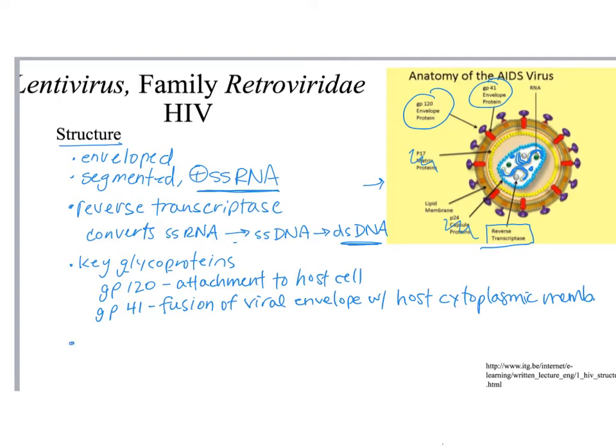The other thing that I wanted to mention is there's 2 types of HIV, HIV-1 and HIV-2. HIV-1 is predominantly in the US and has been studied a little bit more extensively. HIV-2 shows up a little bit more commonly in Africa.